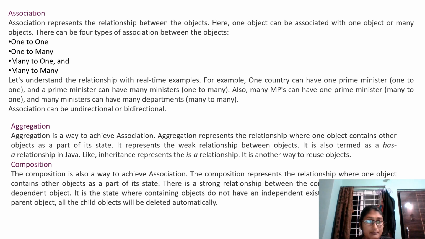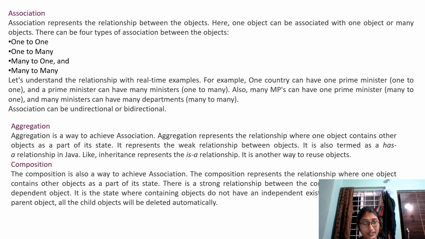Association represents the relation between objects. Here one object can be associated with one object or many objects. There can be four types of association between the objects: one to one, one to many, many to one, and many to many. Let's understand the relation with a real-time example. For example, one country can have one prime minister: one to one. A prime minister can have many ministers: one to many. Many MPs can have one prime minister: many to one. Many prime ministers have many departments: many to many.